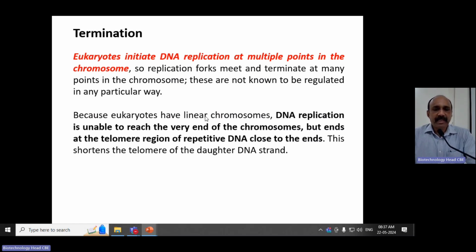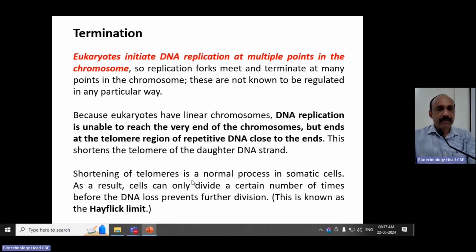Because eukaryotes have linear chromosomes, DNA replication is unable to reach the end of the chromosomes, but the ends are the telomere regions of repetitive DNA close to the ends. So in each round, this shortens the telomeres of the daughter DNA strand.